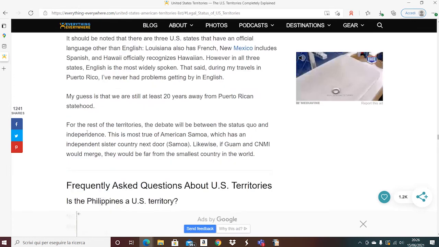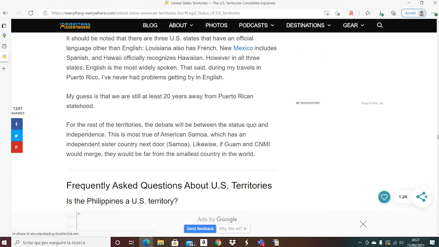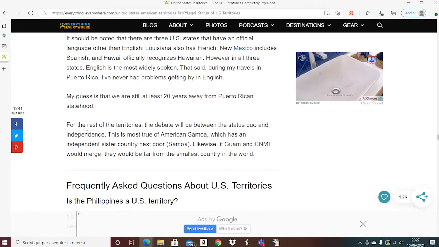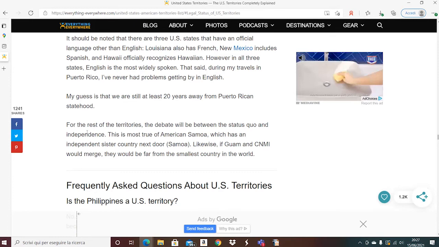This is most true of American Samoa, which has an independent sister country next door, Samoa. Likewise, if Guam and CNMI were to merge, they would be far from the smallest country in the world.